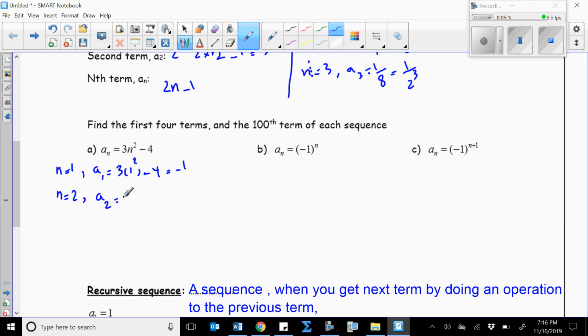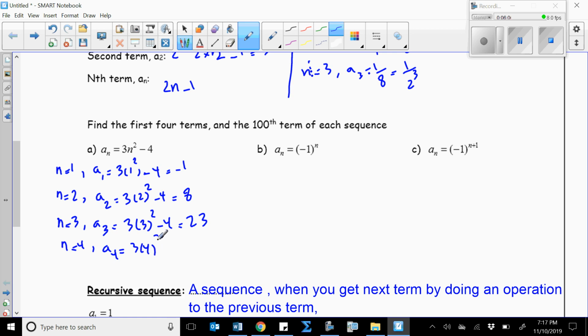So A2 is equal to 3 times 2 squared minus 4. 4 times 3 is 12, minus 4 will be 8. For n equal to 3, A3 will be equal to 3 times 3 squared minus 4, which will be 3 times 9, which is 27, minus 4, which will be 23. And for n equal to 4, A4 is equal to 3 times 4 squared minus 4, which is equal to 44.